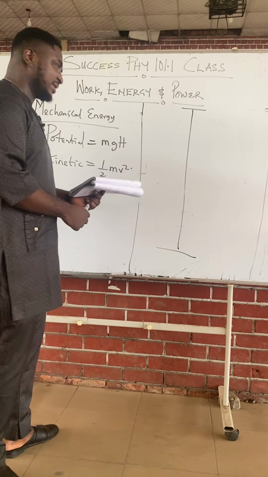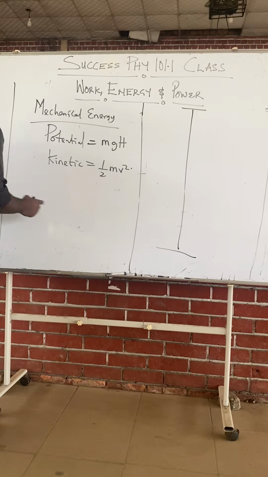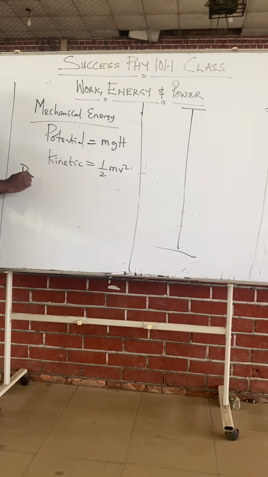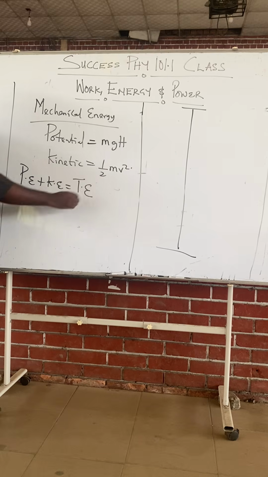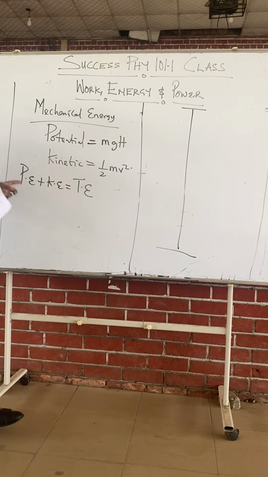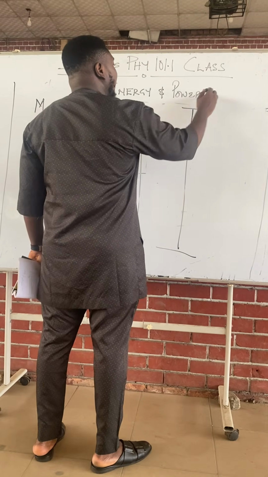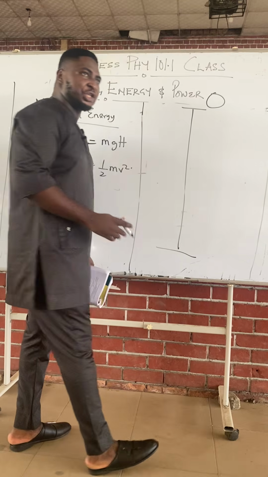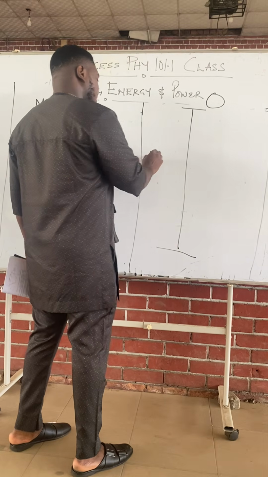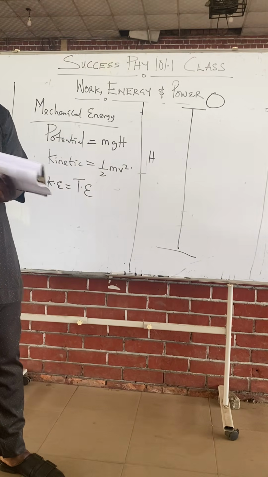What that means is this. When you want to look at total mechanical energy of a body, it is the summation of the potential plus the kinetic. The total mechanical energy of a body is the summation of the what? Potential energy and the what? Kinetic. Class, let's consider the case study of a ball falling from a height h.